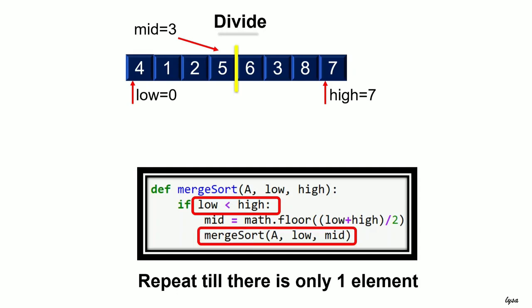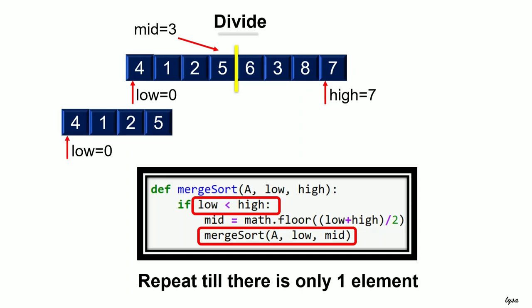We have already divided it, and now we do a splitting. In other words, we call merge sort recursively. Now the new value of low is still low, but the new value of high is mid, which is 3. This creates the sublist 4, 1, 2, and 5. Here, low is at 0 and the high is at 3. When I find the mid value, it is now 1. That is, (0 plus 3) by 2.